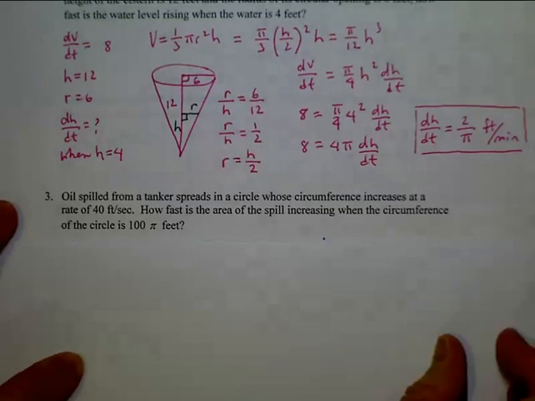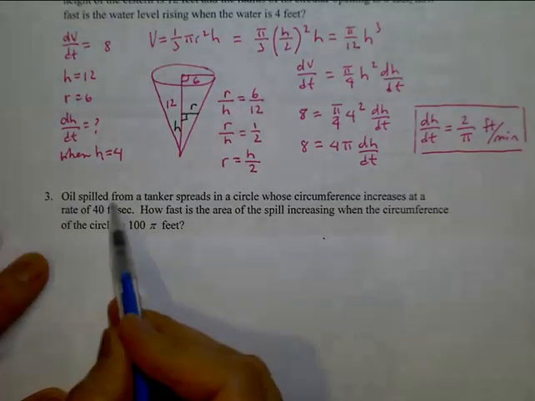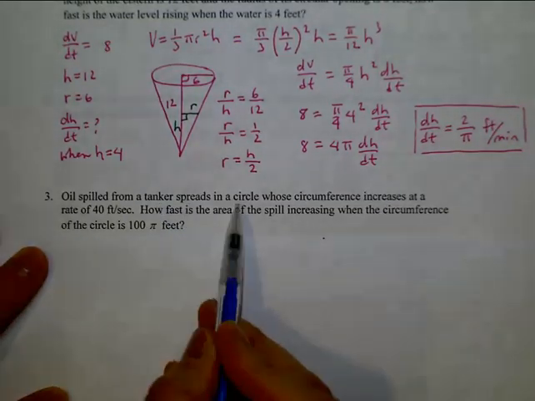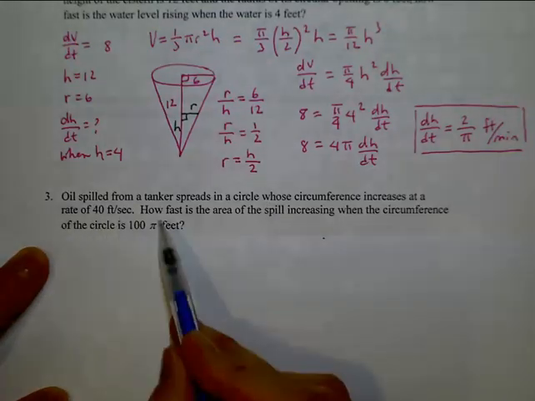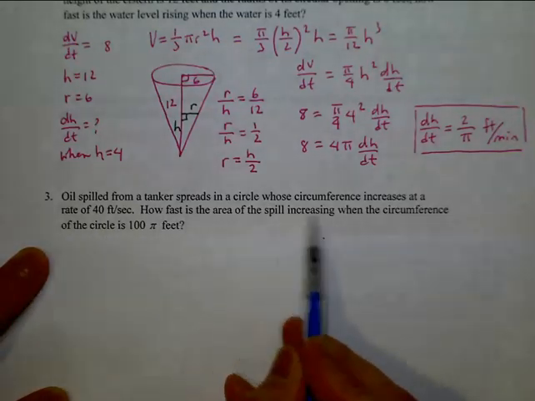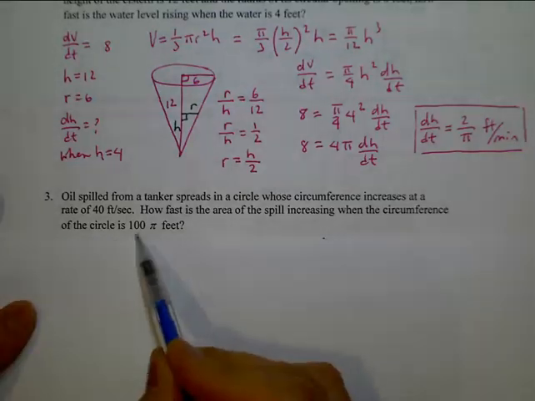Okay, for problem 3, oil spilled from a tanker spreads in a circle whose circumference increases at a rate of 40 feet per second. How fast is the area of the spill increasing when the circumference of the circle is 100 pi feet?